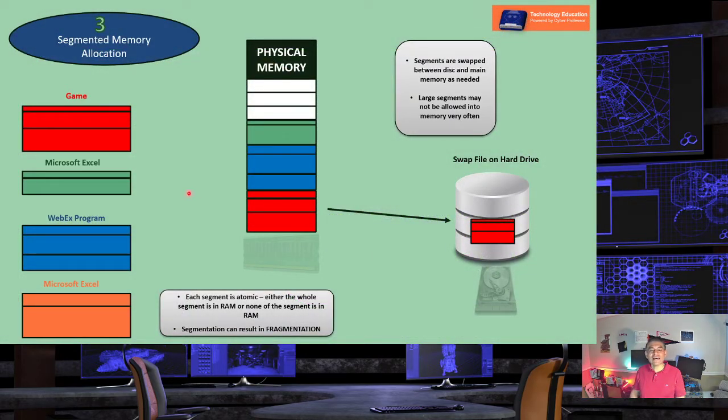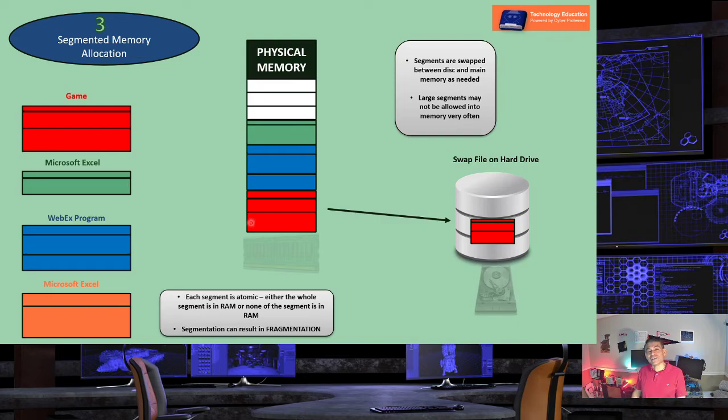So in the diagram that follows, we can see the different allocation of physical memory to 4 different programs: Game, Microsoft Excel, WebEx, and Microsoft Excel depicted again here. So we see that they are occupying space in physical memory.